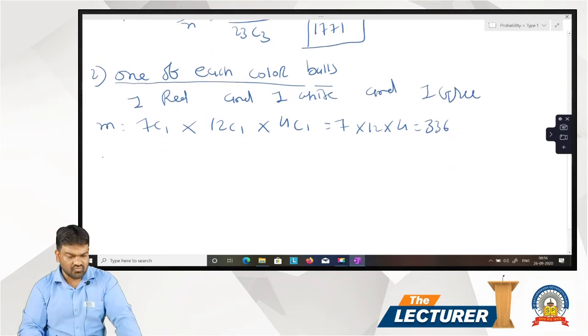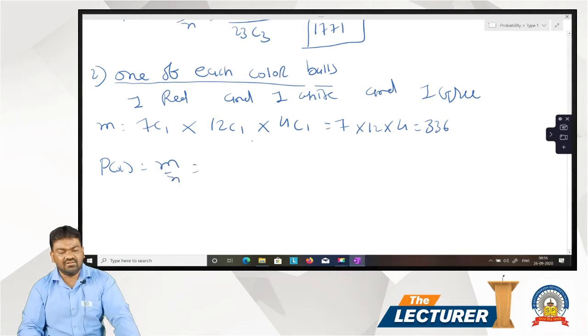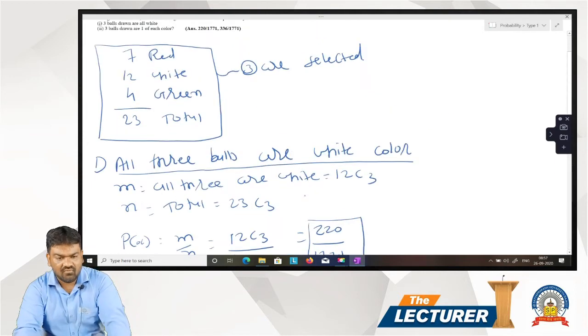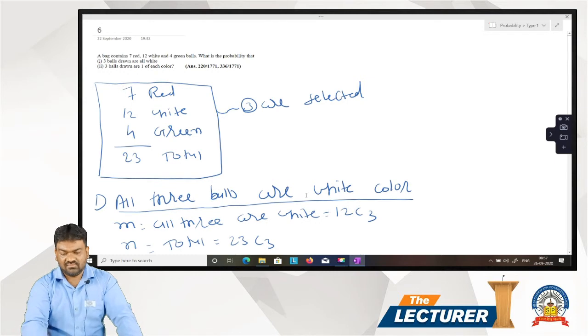Probability is equal to favorable result divided by total result. So P of x is equal to M divided by N. M is 336 and 23C3, જે ઓલરેડી આપણી પાસે છે 1771. So 336 divided by 1771. This is your answer.